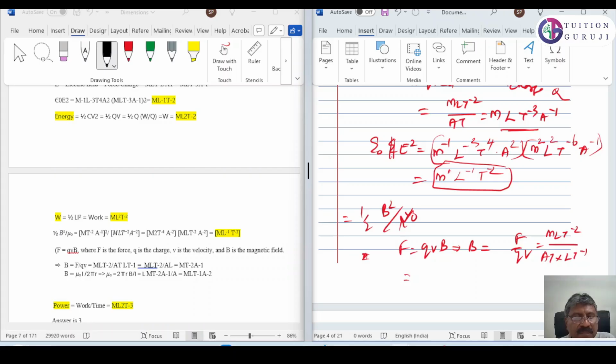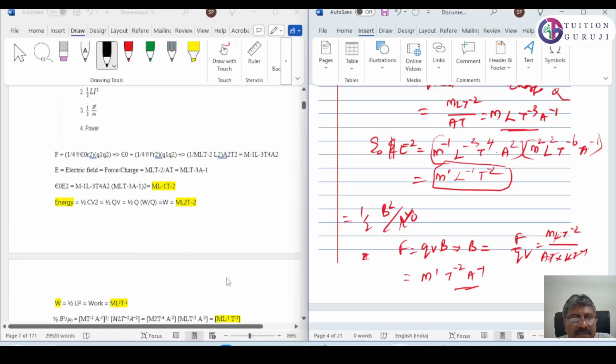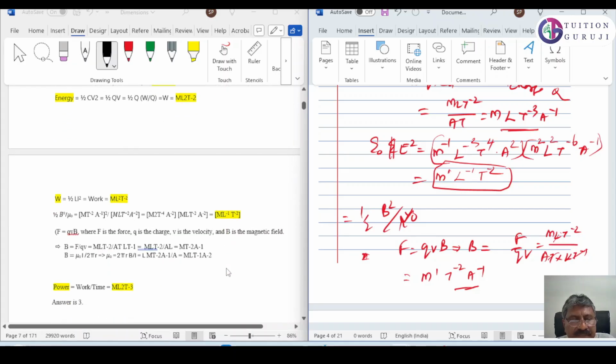Which will give what we will get there. B, we will get M raised to 1, then T raised to minus 1, T will get cancelled, then L and L will cancel, so M raised to 1 T raised to minus 2 A raised to minus 1. So we got B here.